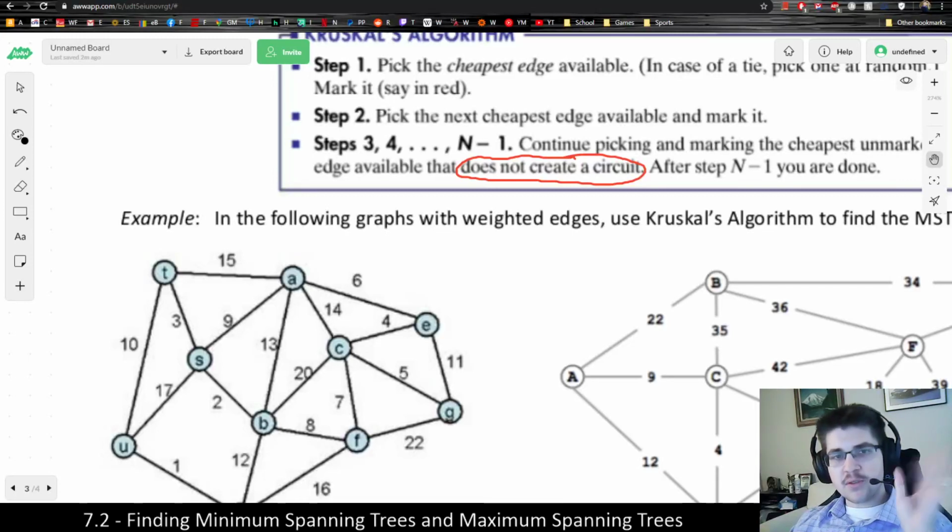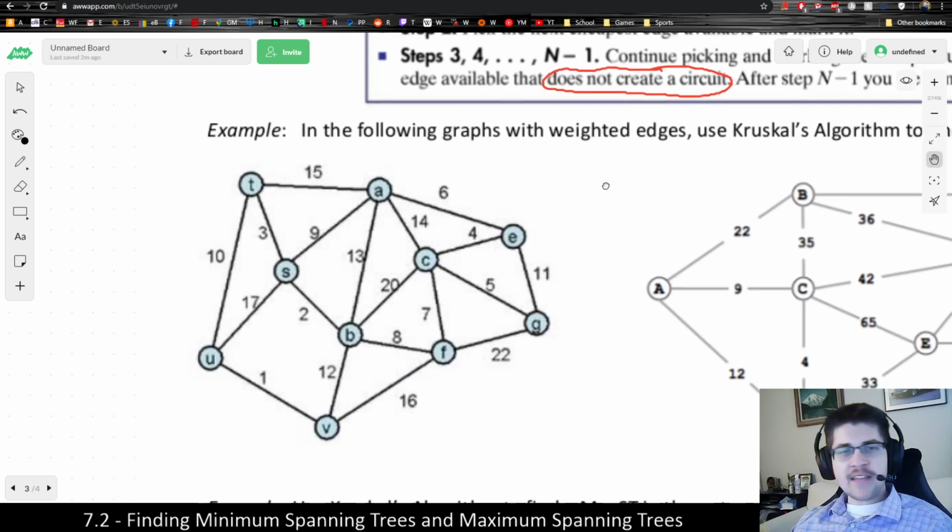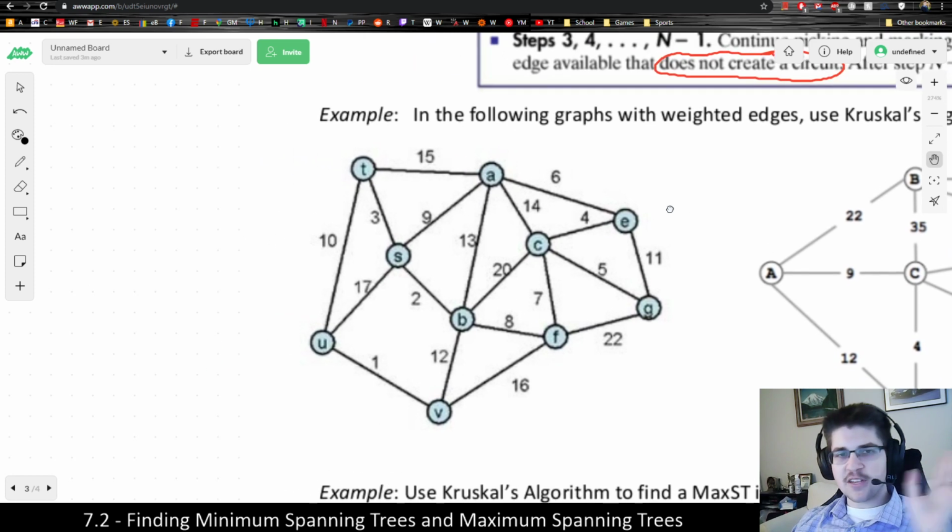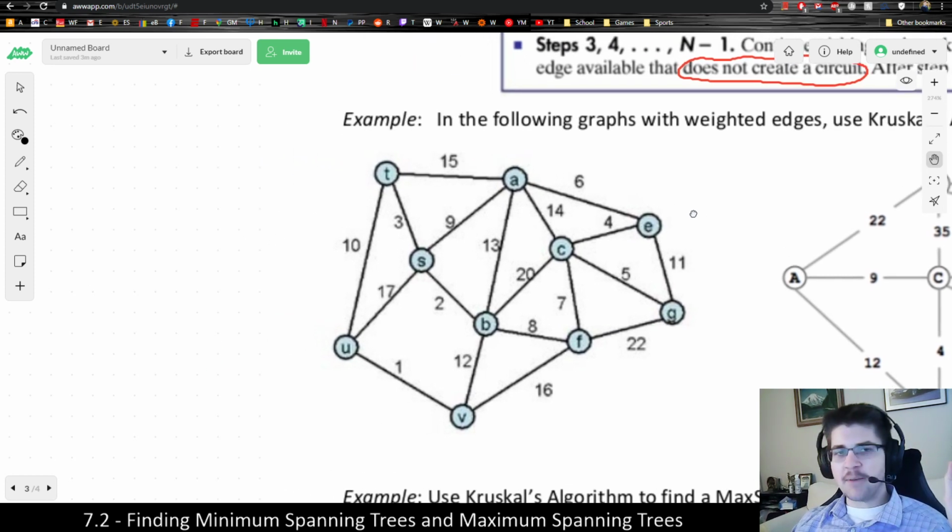In this video, we will use Kruskal's algorithm to find minimum spanning trees. In the previous video, I did a few examples and explained why Kruskal's algorithm makes sense. In this one, we're just going to apply it without thinking about what we're doing.